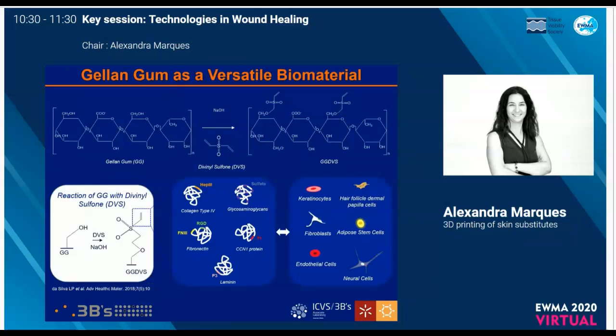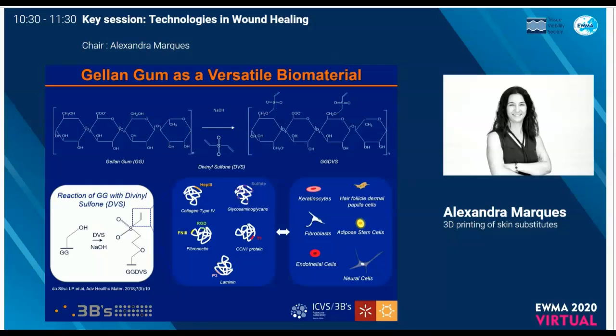So gellan gum is actually a very versatile biomaterial, and as I said, we have been exploring it also for many other different applications in the biomedical field. And in this particular work, we were able to modify gellan gum with this divinyl sulfone group, which allows us to have a material to which virtually we can link any peptide that we are interested in, as long as they have a cysteine residue to link to this moiety.